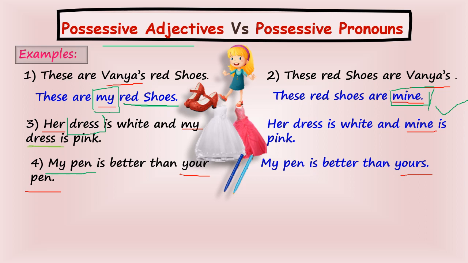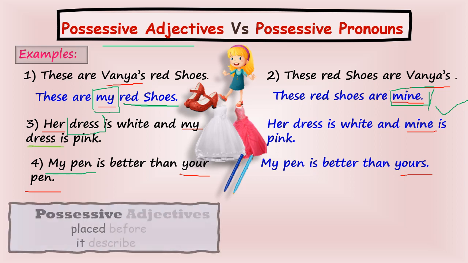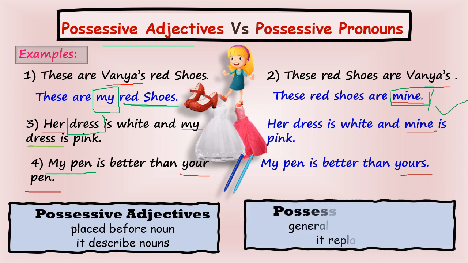Is it clear, children? Now, let's see what is the basic difference between possessive adjective and possessive pronouns. So first thing, children, possessive adjective always placed before a noun. Before noun, noun se pehle. Is it clear, children? And possessive pronouns generally come at the end of the sentence. Mostly possessive pronouns come at the end of the sentence.